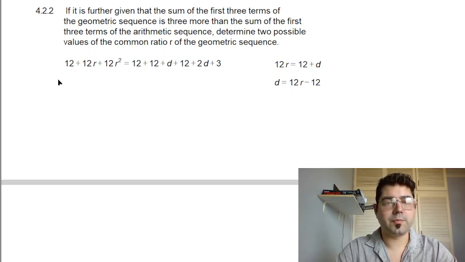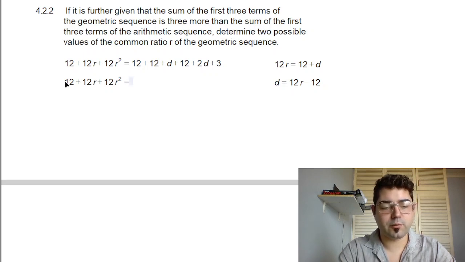Now what we can do is, first of all, we'll just simplify this a little bit. 12 plus 12r plus 12r squared. Add up all the numbers on the right there, so we have 24, 27, and 36, 39, plus 3d. And we also know that d is equal to 12r minus 12.